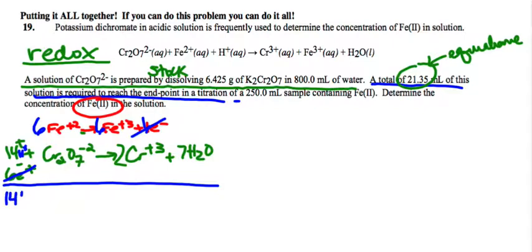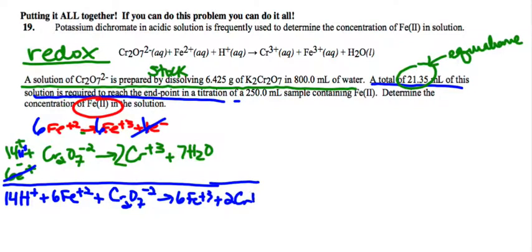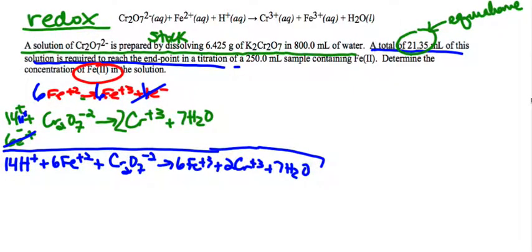So I've got 14 H pluses plus 6 iron 2s plus a dichromate gives us 6 iron plus 3s plus 2 plus 3 chromiums plus 7 waters. All I care about in this problem, though, if I'm being perfectly honest, because we're doing this weird titration and we're looking at the relationship from a known to an unknown, this is what we know and that's what we're looking for. I only care about that relationship.